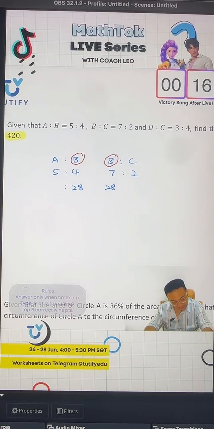28. Alright, so how do you get 28? 7 times 4 is 28. So you must also times 4 over here. 2 times 4 is 8. And 4 times 7 is 28.